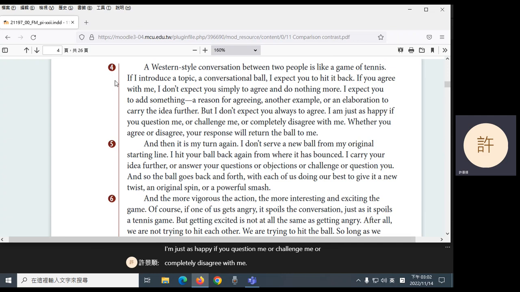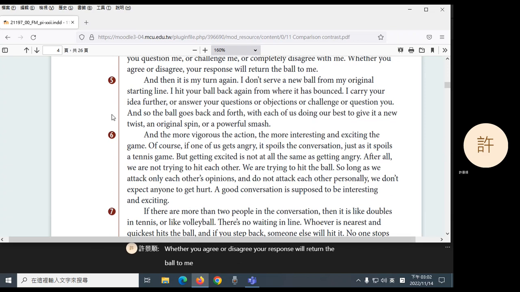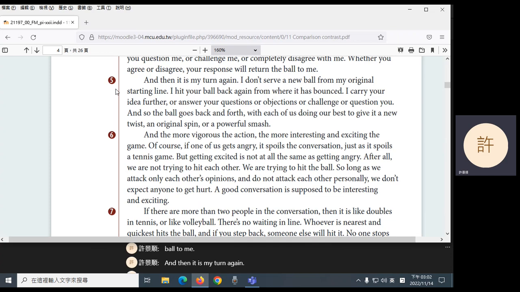Whether you agree or disagree, your response will return the ball to me. And then it is my turn again. I don't serve a new ball from my original starting line. I hit your ball back again from where it has bounced. I carry your idea further, or answer your questions or objections, or challenge or question you. And so the ball goes back and forth, with each of us doing our best to give it a new twist, an original spin, or a powerful smash.